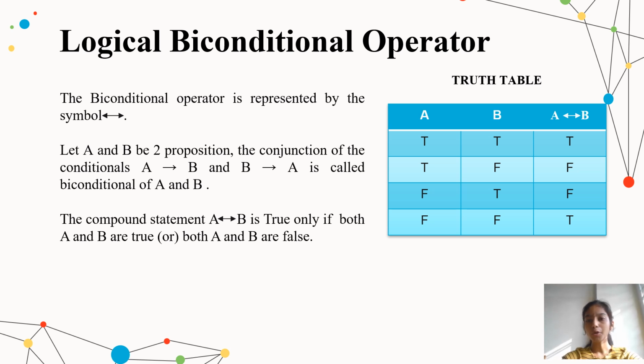If A is true and B is true, A biconditional B is true. If A is true and B is false, A biconditional B is false. If A is false and B is true, A biconditional B is false. If A is false and B is false, A biconditional B is true.